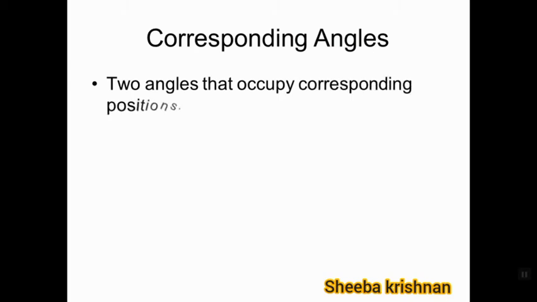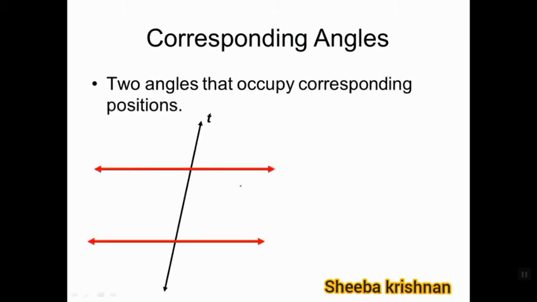Next is corresponding angles. Two angles that occupy corresponding positions. So this angle, these two angles are corresponding angles. So whatever the measure of this angle, it is equal to this. So this angle is equal to this angle.